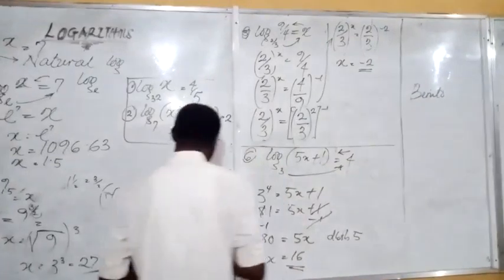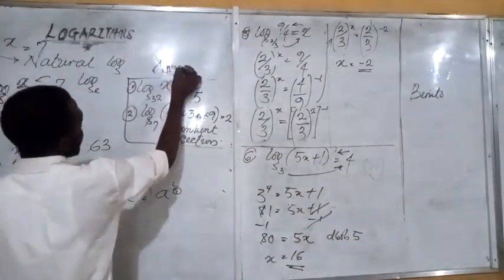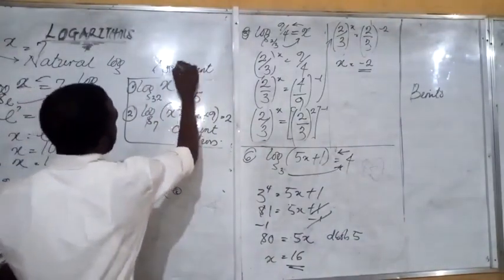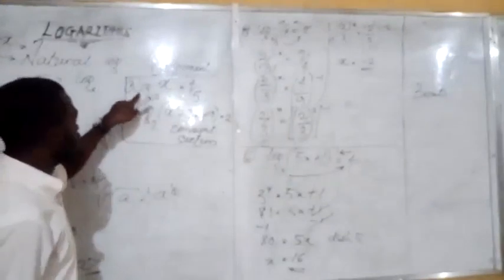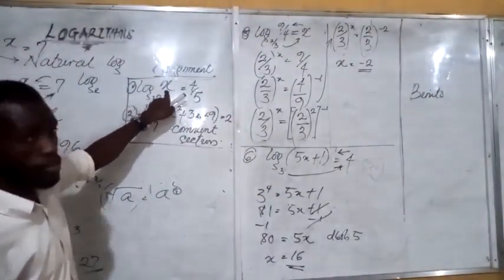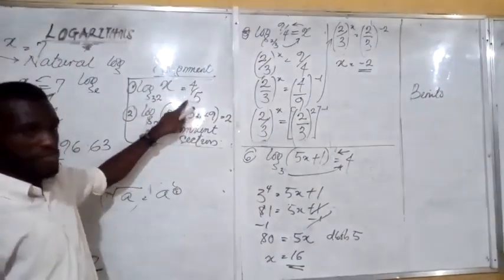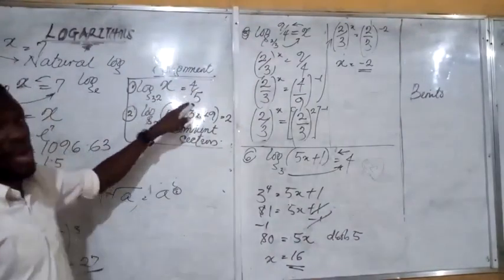And you are going to solve this as the assignment. Now, make sure that you solve this question and drop your answer in the comment section. We have log of x to the base of 32 is equal to 4 over 5.